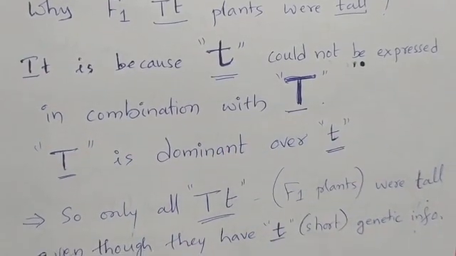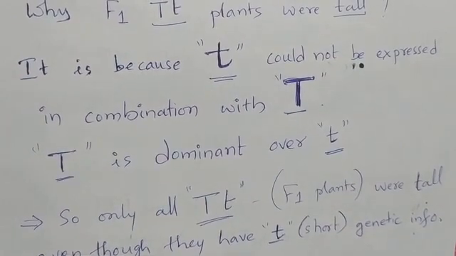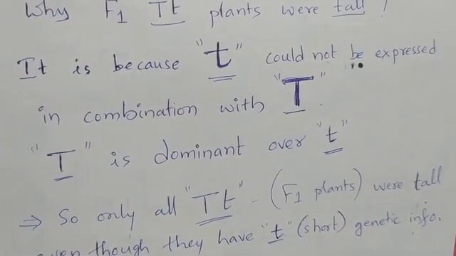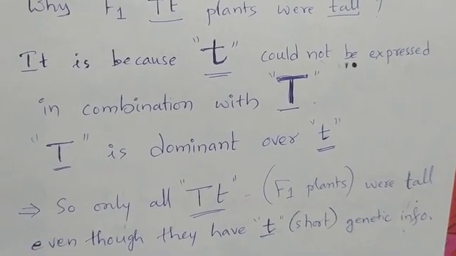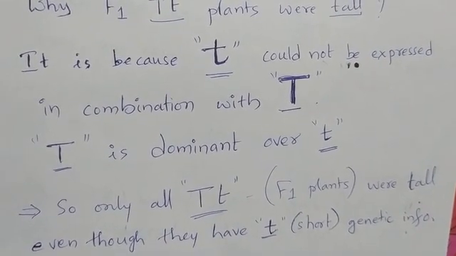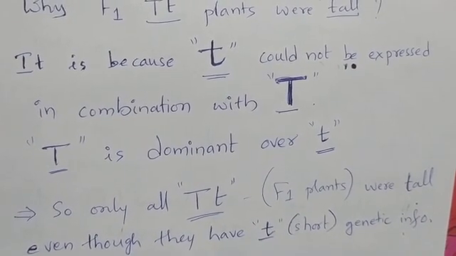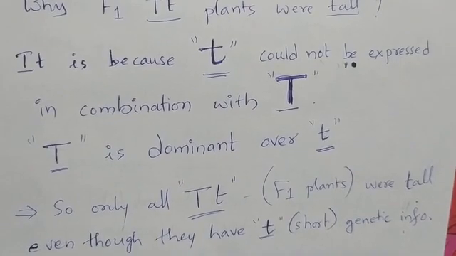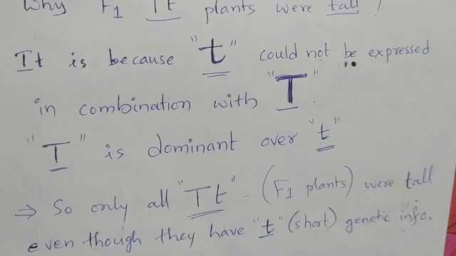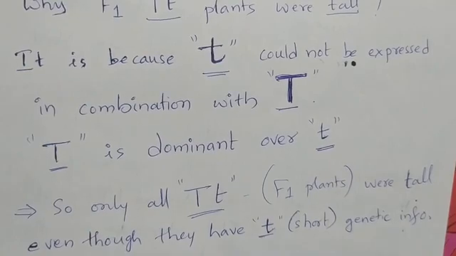So all the capital T, small t F1 plants were tall because capital T is dominant over small t. Even though they have small t genetic information, still only capital T was expressed because capital T is dominant over small t.